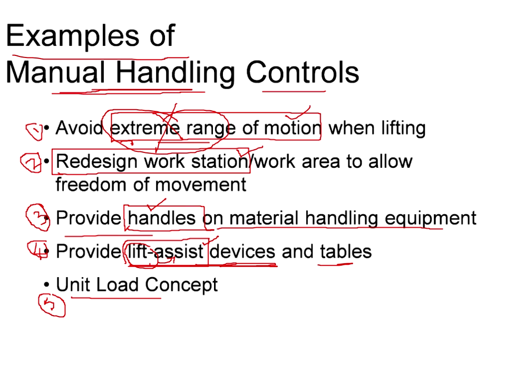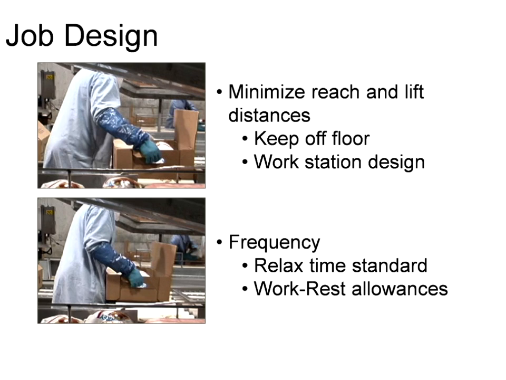And the next example is to provide lift assist devices and tables. If the weight is more than what is designed for a labor, you can use some equipment like a lift, which helps to lift the products or the boxes. You can use such equipment called lift assist devices. There are more devices about this. You can search as you like.